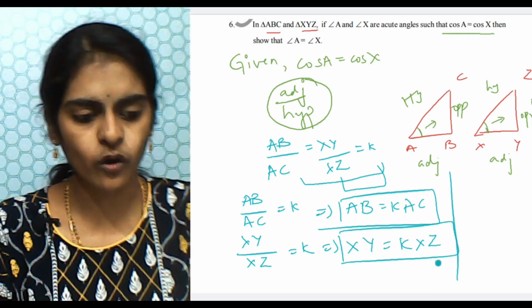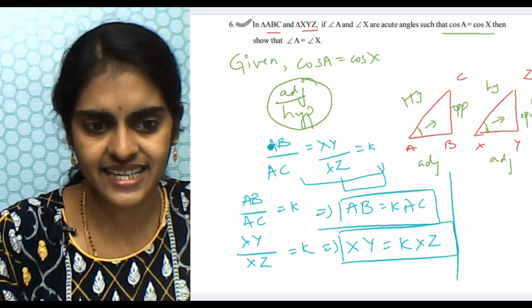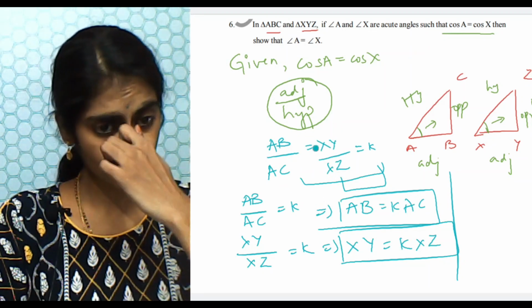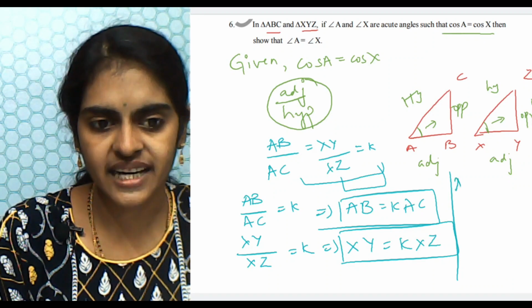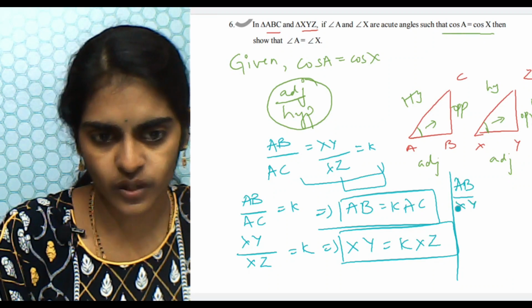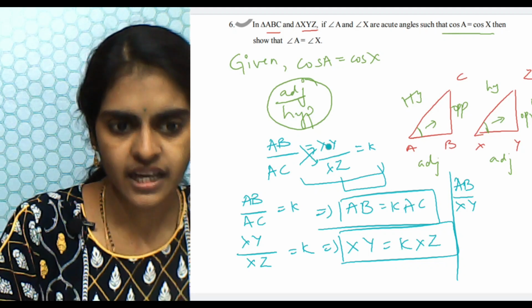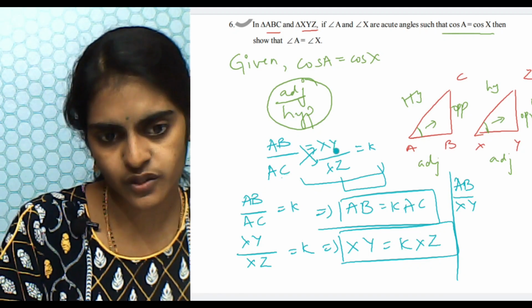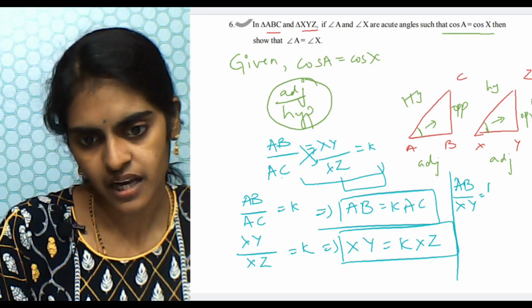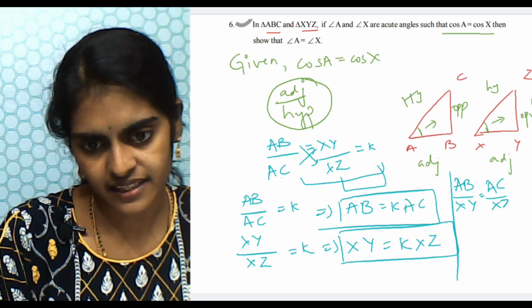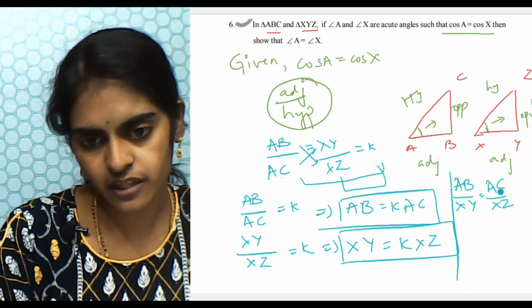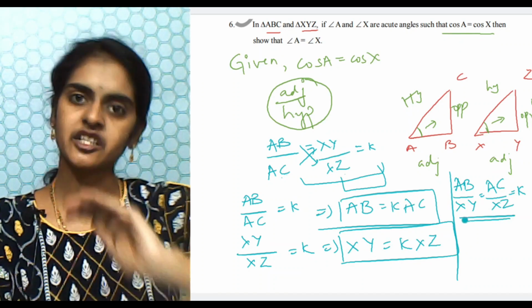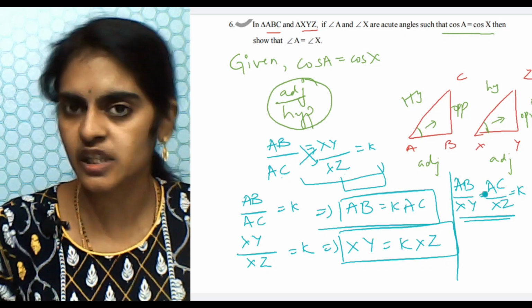Also here you can see AB by AC is XY by XZ. Now just cross multiply these two. So you will get AB by XY. Simple cross multiplication. So AB divided by XY equals, this AC goes to the numerator, so it becomes AC by XZ. So we have taken these two ratios equal to K, so this is also equal to K. Just keep this aside. We will use this relation later.